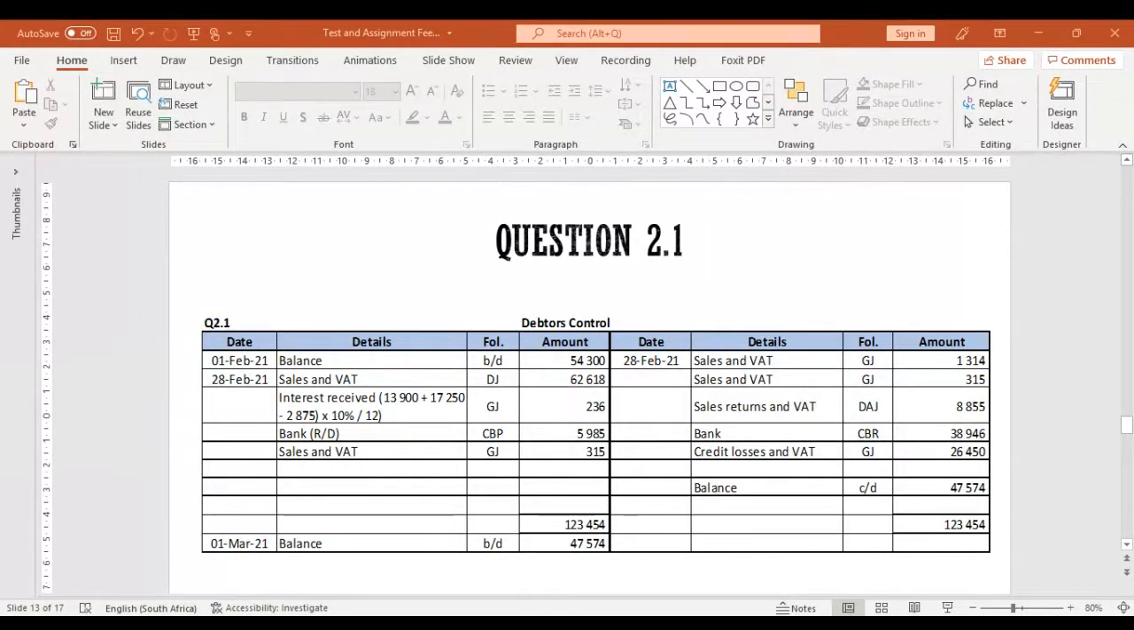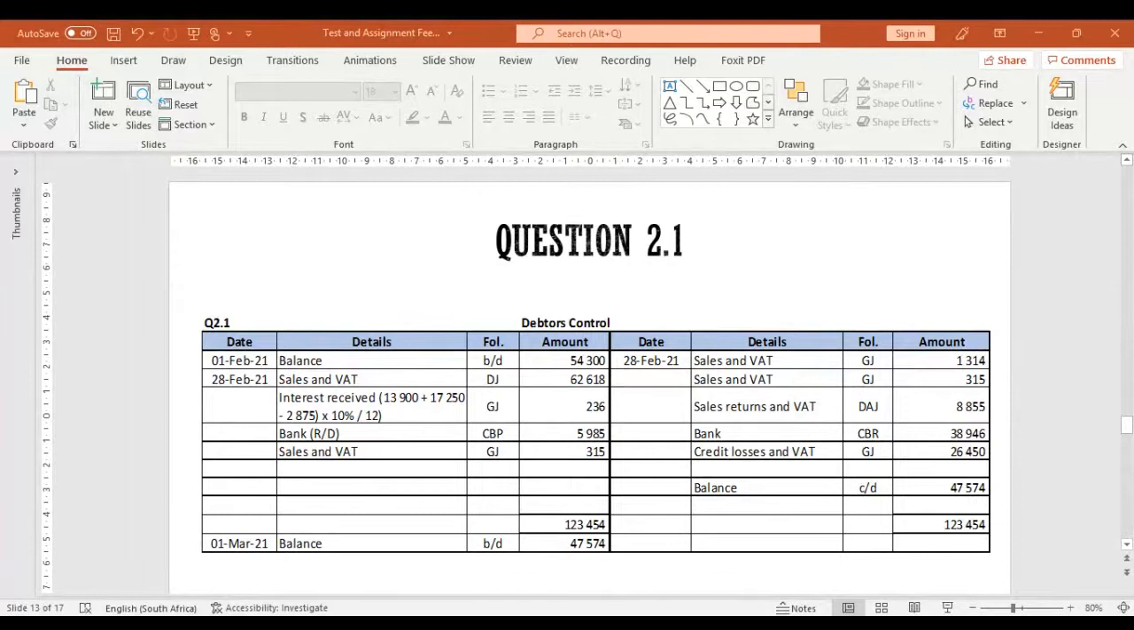Sales and VAT, that was your debtors control in your debtors journal. Now, how do you know what this is? If you look at the columns they've given you, if there's a VAT account, then it's always sales and VAT. If there's no VAT column, then it would not be VAT. Then your credit losses, this was also from your general journal. You would have transferred it there.